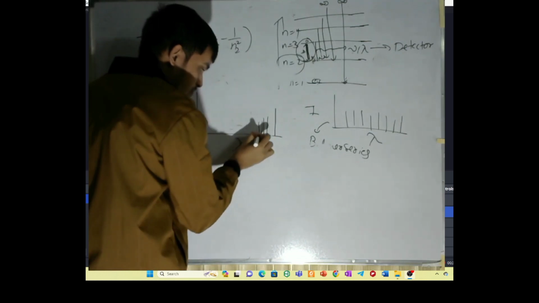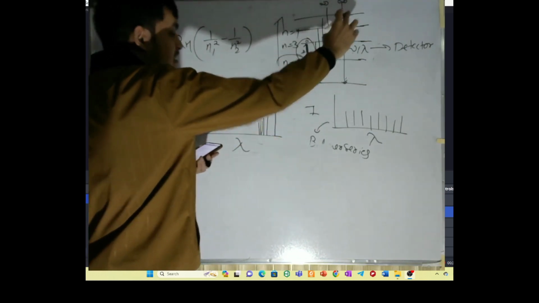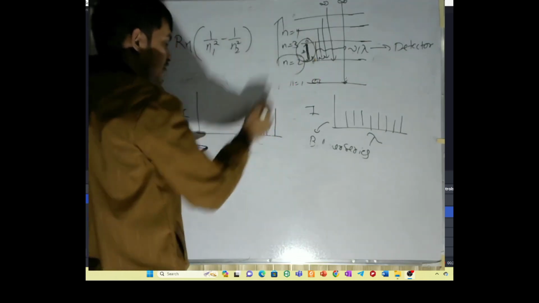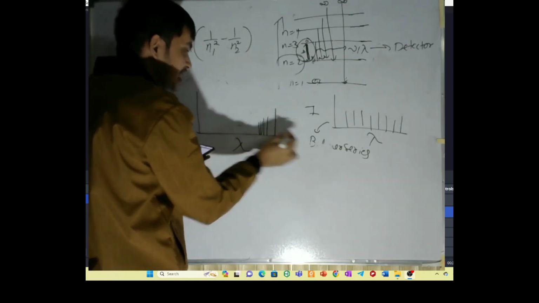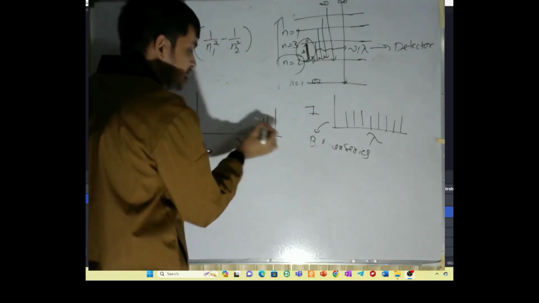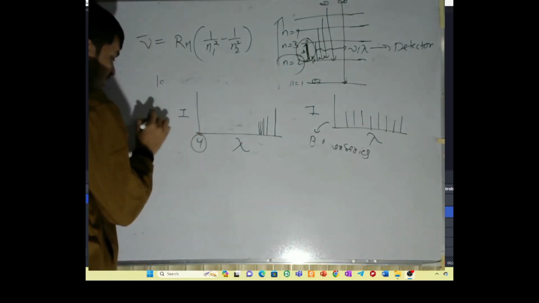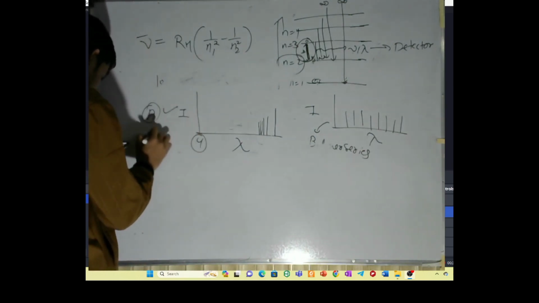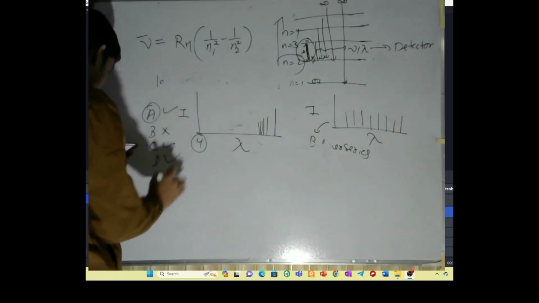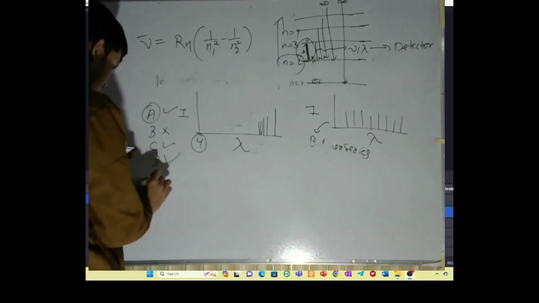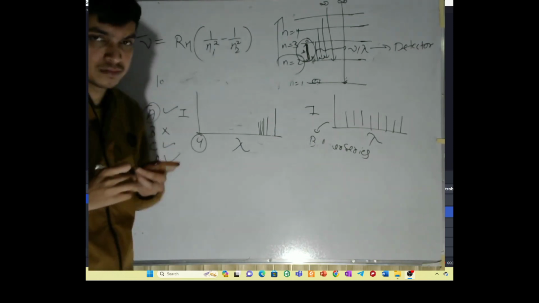As the energy gap increases, the value of wavelength decreases. So the actual Balmer series will converge like this. So option 4 is also correct. Option A is correct, B is incorrect, C is correct, D is also correct. So options A, C, D are correct. That's it.